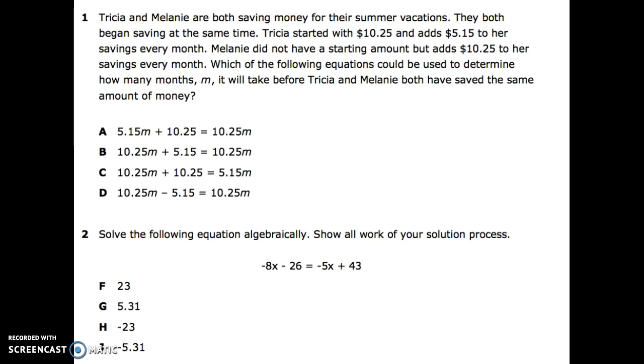They both began saving at the same time. Tricia started with $10.25 and added $5.15 to her savings every month. Melanie did not have a starting amount, but adds $10.25 to her savings every month. Which of the following equations could be used to determine how many months, M, it will take before Tricia and Melanie both have saved the same amount of money?